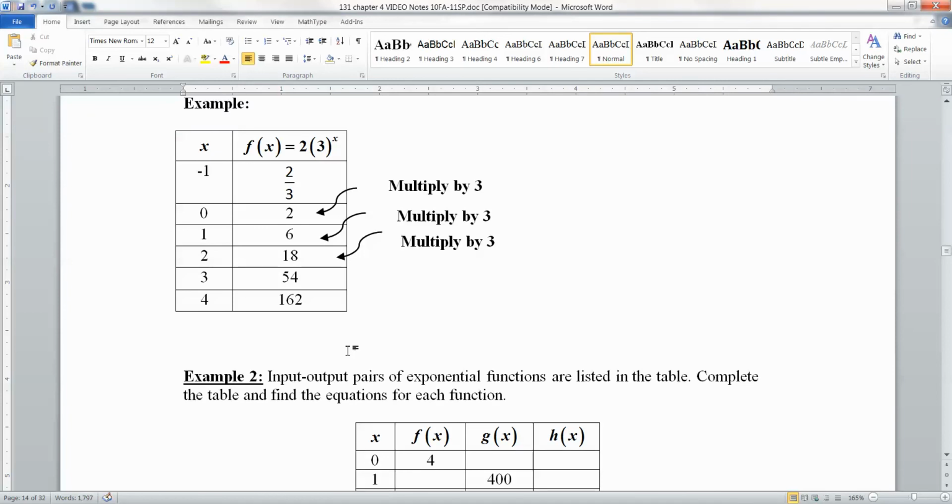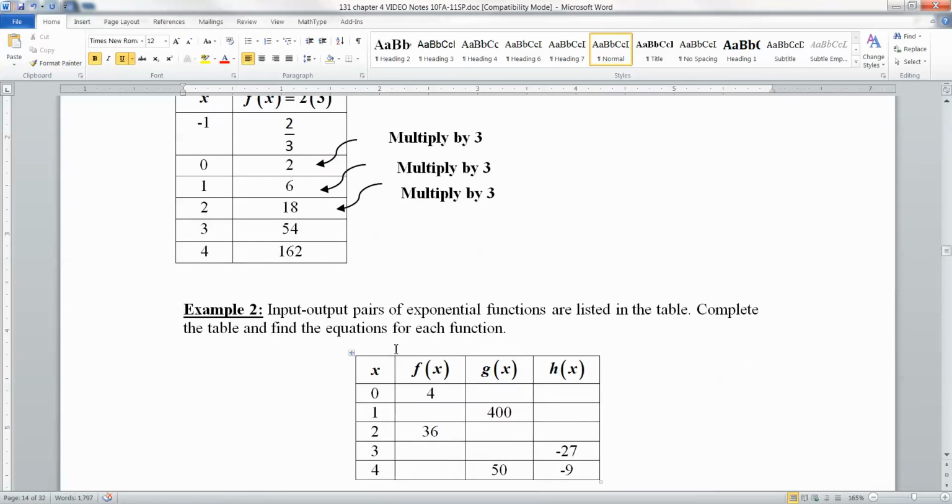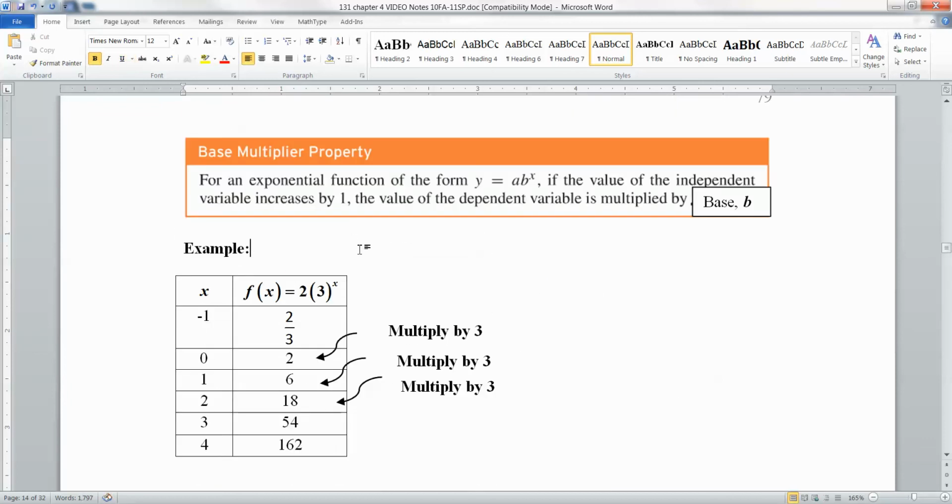Okay? So let's look at some input-output pairs down here. And then we're supposed to find the equations. So I guess I'm going to make a note right here as well. So let me make a note.